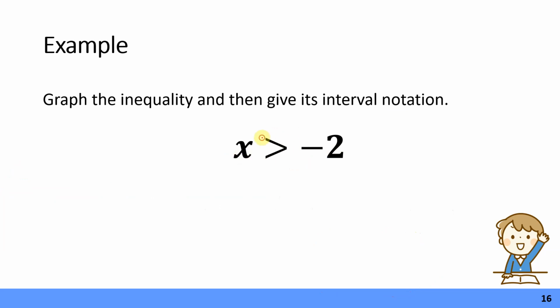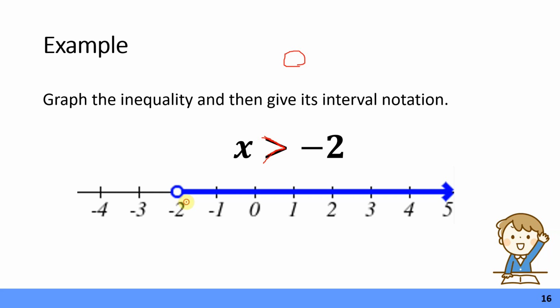How do you read this? X is greater than negative 2. So what kind of circle are we going to use? An open circle. And what side are we going to shade to? It's pointing that way, so we're going to shade to the right side. So I start at negative 2, I put an open circle, and I shade this way. Now, what is that in interval notation? Where is it shading? And again, we read a book from left to right. So the shading starts at negative 2.